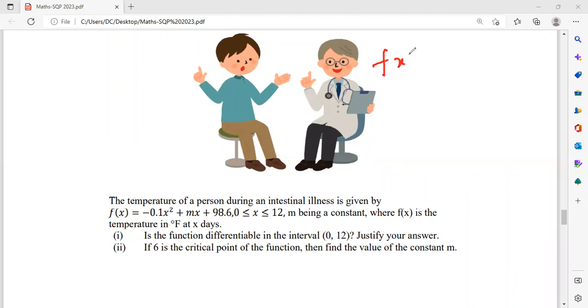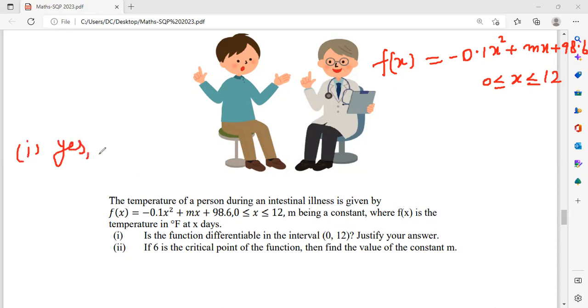f(x) is equal to minus 0.1x² plus mx plus 98.6. And the domain of this function is given, 0 ≤ x ≤ 12. So you can say the answer to the first part is yes, it is differentiable. So for the first part we can say yes.